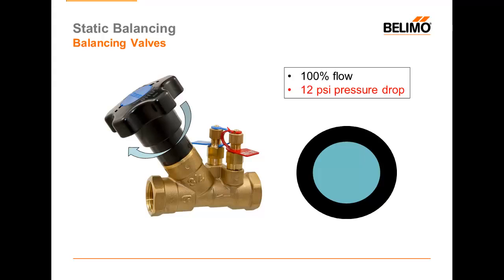The question is, if I don't have 100% of the flow, how much pressure drop am I still taking? Assuming I may be only flowing 20% of the flow rate, there's no way I could take a 12-pound pressure drop through here because the reduced area is plenty of room for 20% of the water to go through there. In this case, we might see only a 1 or 2 psi pressure drop instead of the 12 that was there when we balanced at full flow.